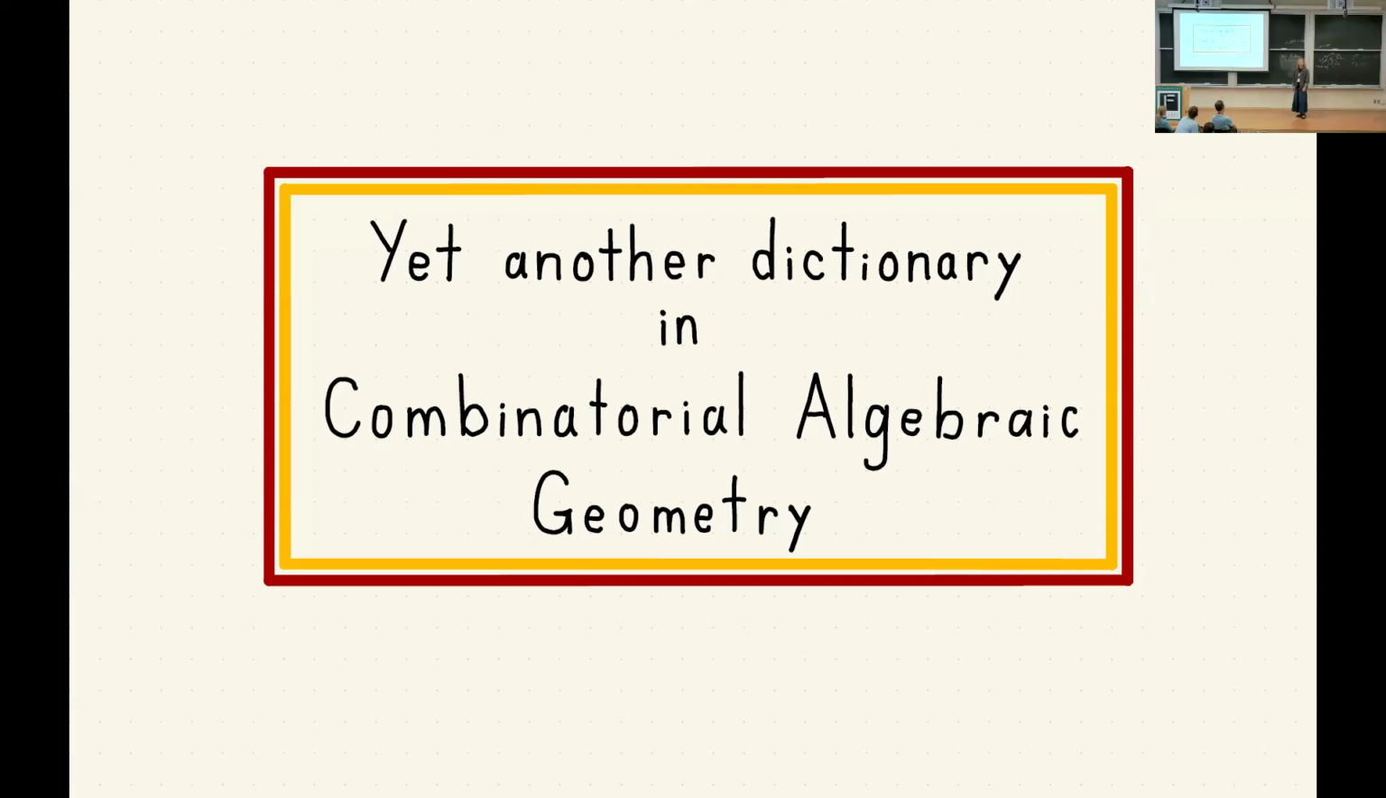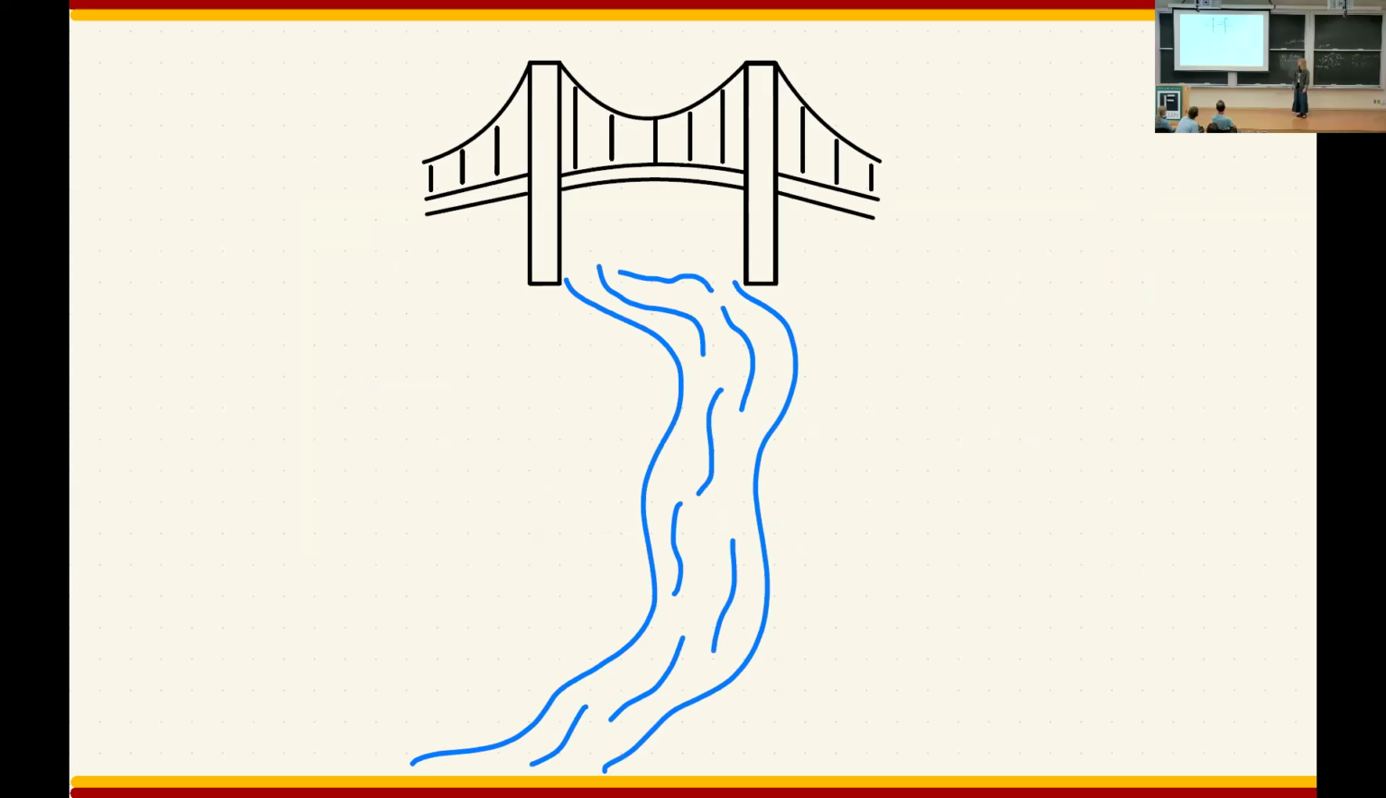Yeah, so I'm going to talk to you about yet another dictionary in combinatorial algebraic geometry. So I'm a nerd and I like bridges. So let me draw you a bridge here. But a bridge is sort of useless unless it's connecting two different things.